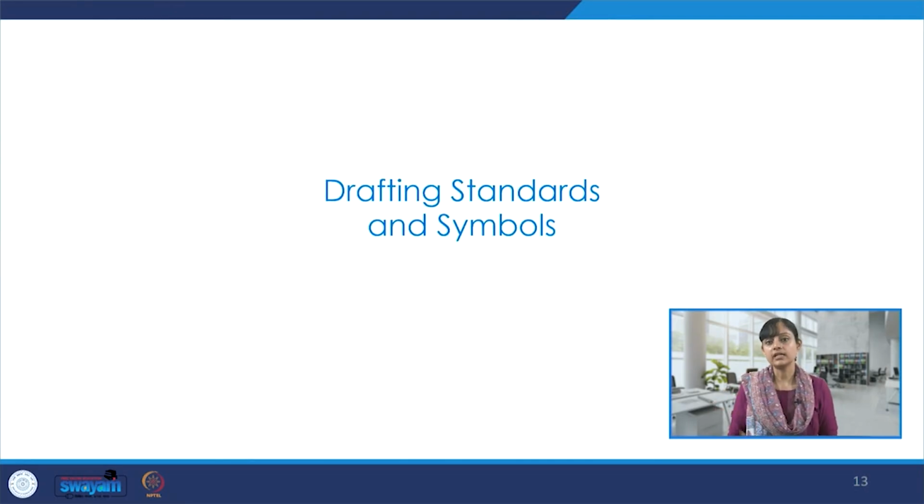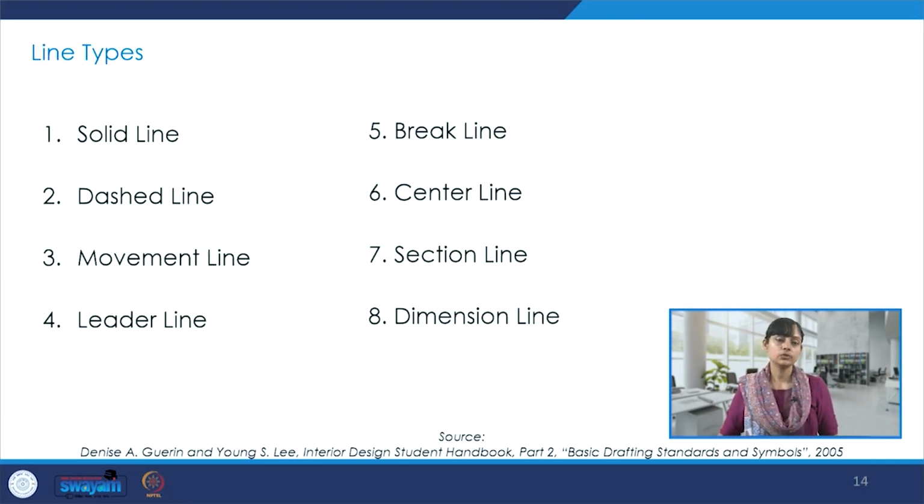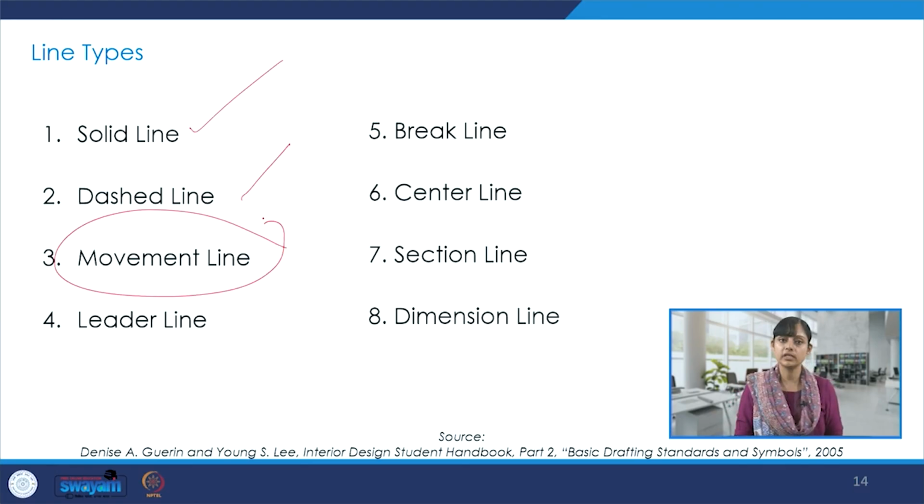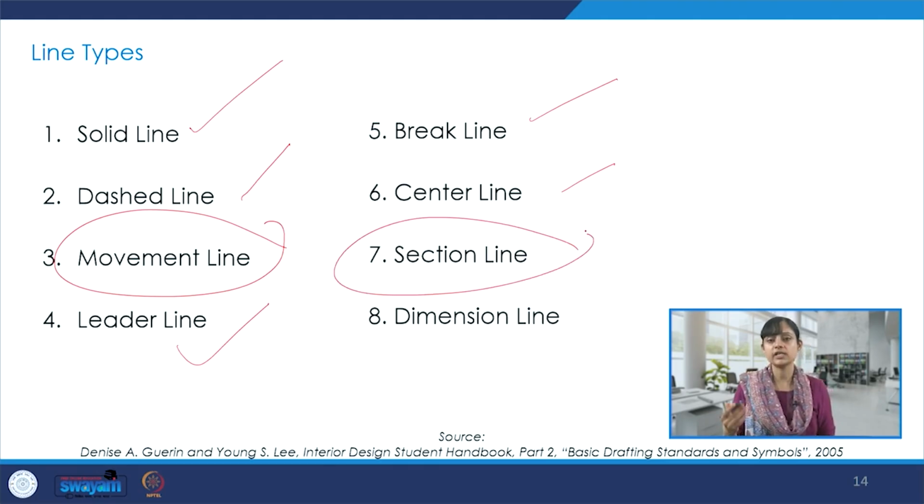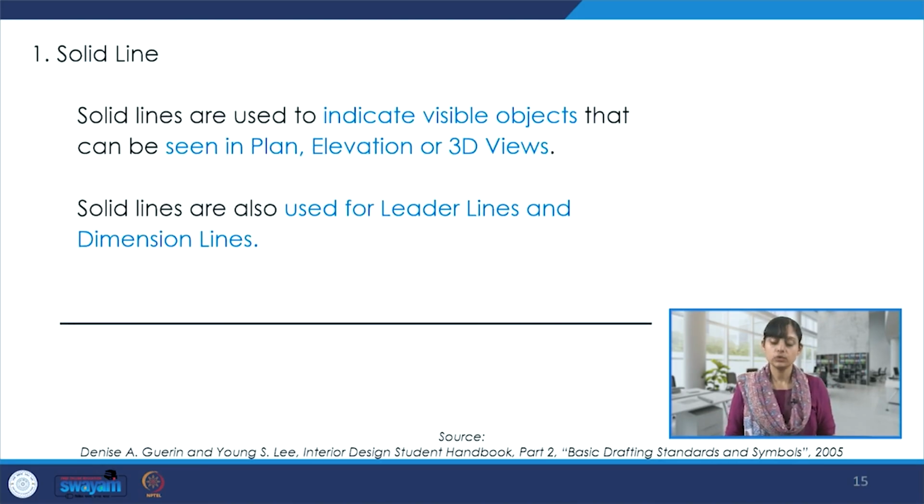Then there are drafting standards and symbols. So there could be different kinds of lines, and they could signify different kinds of information when we read the drawings. So it could be a solid line, a dashed one, the line which shows movement. There is a leader line, break line, there is also a center line, then a line denoting section where the section is being cut, and then of course the dimension line, which is very important. So there is this solid line that you see over here, and it indicates visible objects which are seen in plan, elevation or 3D views.